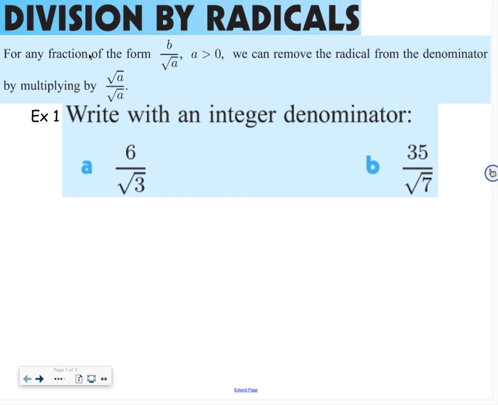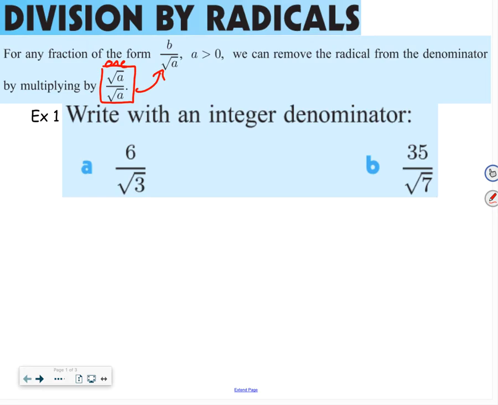All right, mathletes, here's division by radicals. So for any fraction of the form b over square root of a, we can remove the radical from the denominator by multiplying by square root of a over square root of a. Remember, this value is 1, so we can multiply any fraction by 1 without changing its value. So that's important to do.